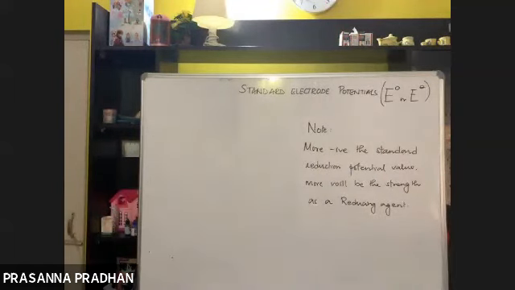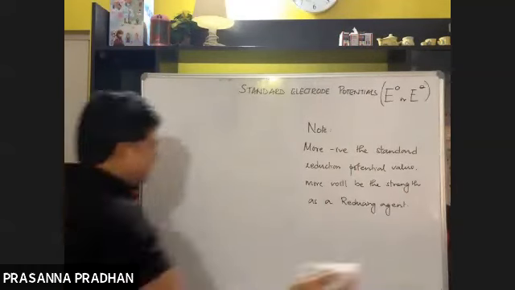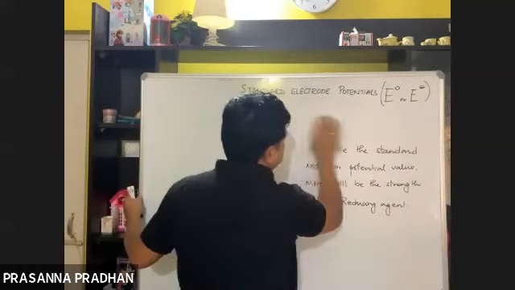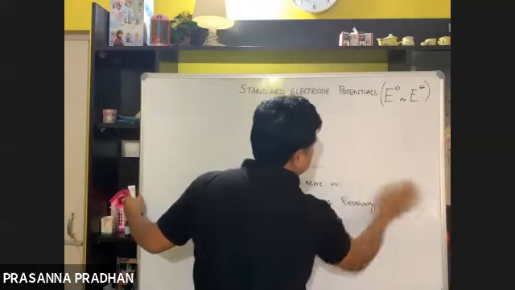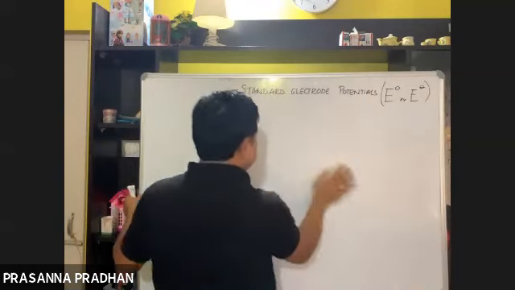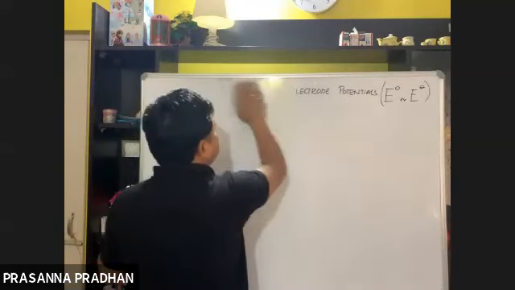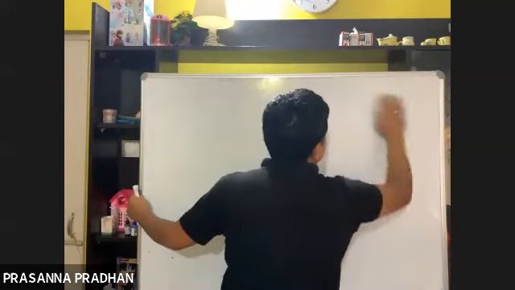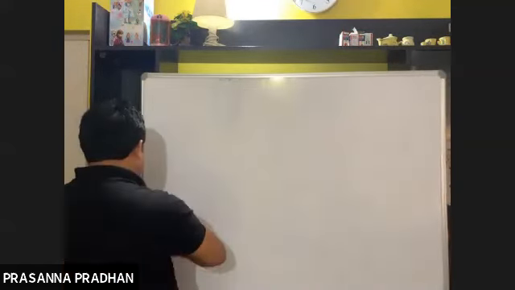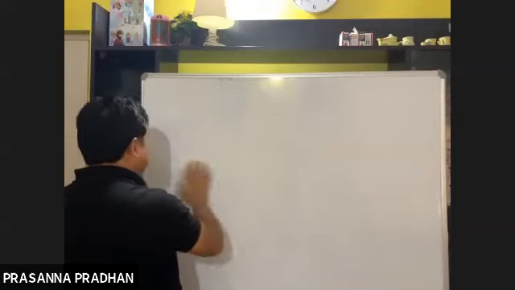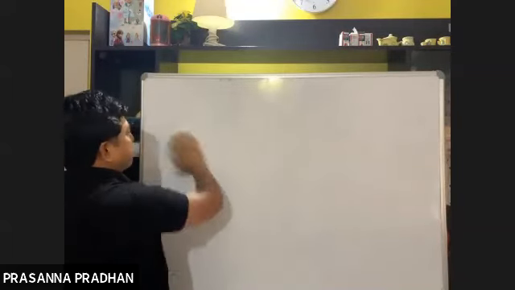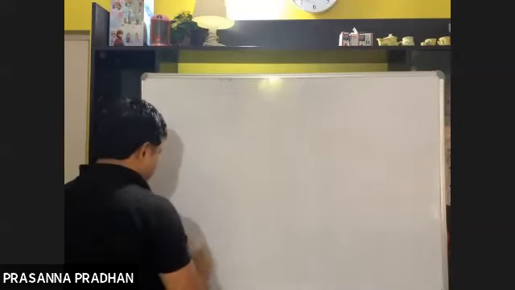Fine. Now the problem is there are two electrode potentials. Fine, we have understood both. On the one hand there is a standard oxidation potential, on the other hand there is a standard reduction potential. But the values given might be confusing, whether it is a standard oxidation potential or a standard reduction potential.